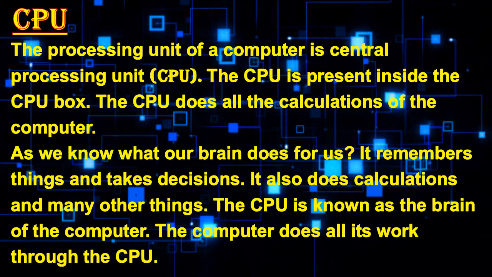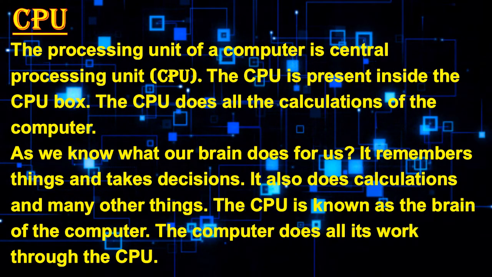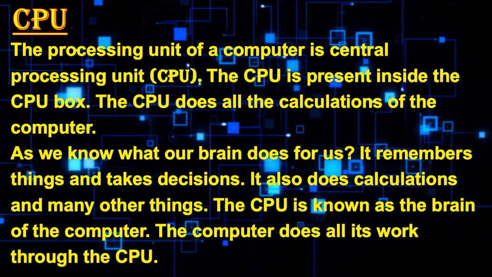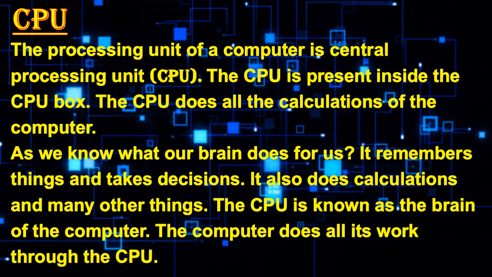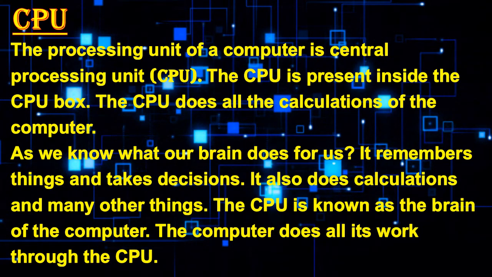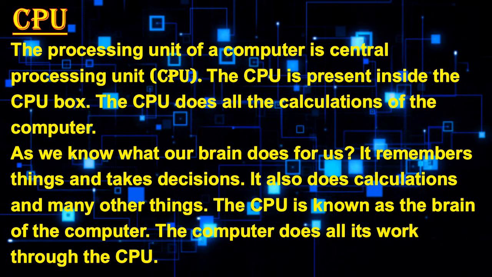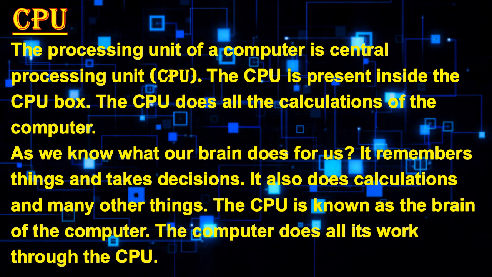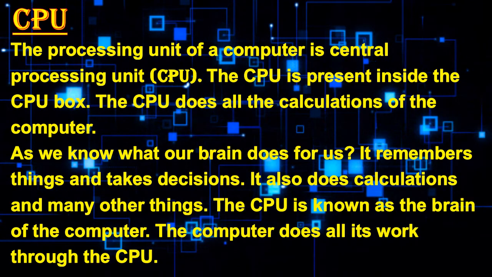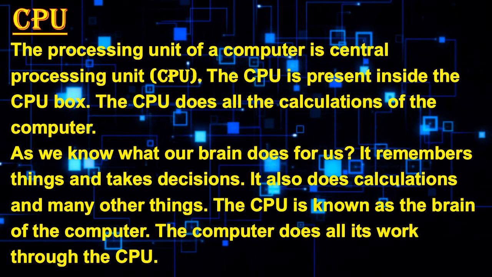As we know, our brain remembers things and takes decisions. It also does calculations and many other things. The CPU is known as the brain of the computer. The computer does all its work through the CPU.